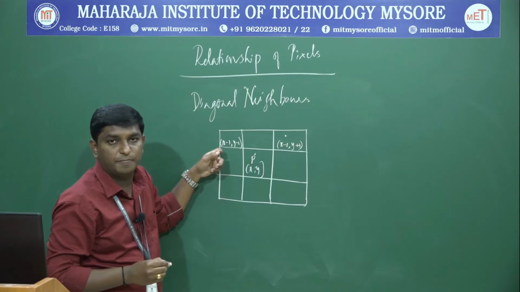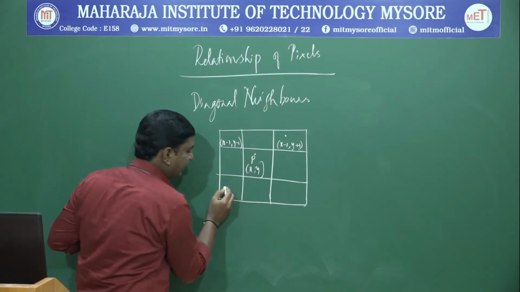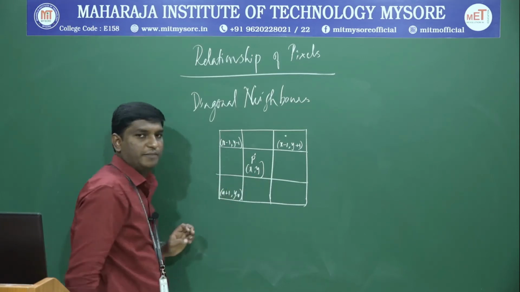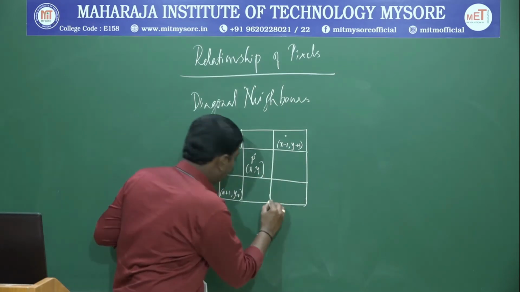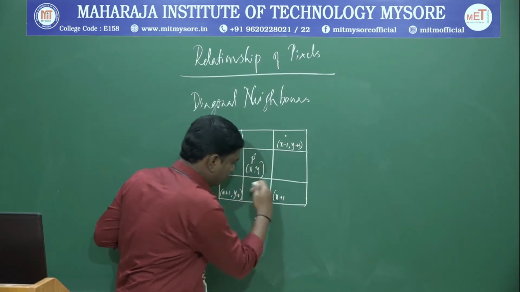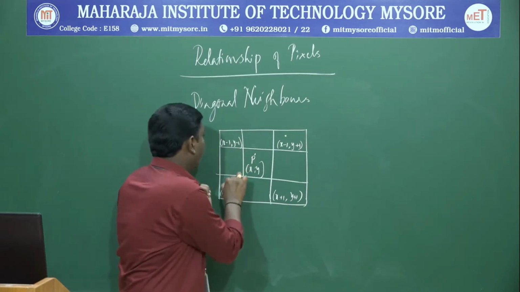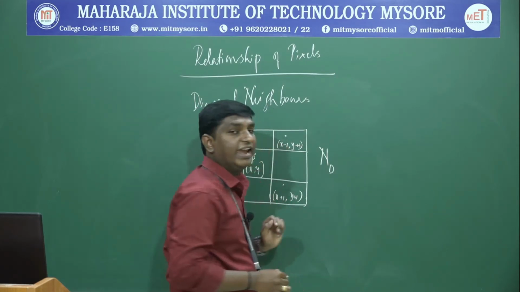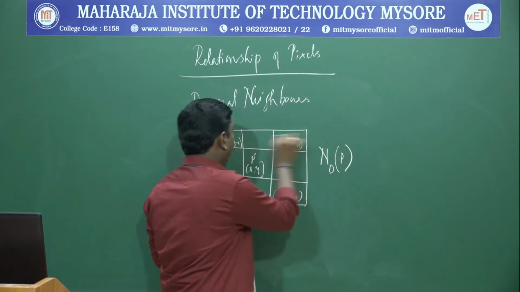This is one more pixel which is a diagonal neighbor to this pixel. You have one more pixel diagonally available. This one is x plus 1 and y minus 1. You have one more neighbor here diagonally available. The value of that is x plus 1 and y plus 1 at a unit distance. So you have 4 diagonally available neighbors. Those are represented as ND. So the diagonal neighbors of a pixel P are these.